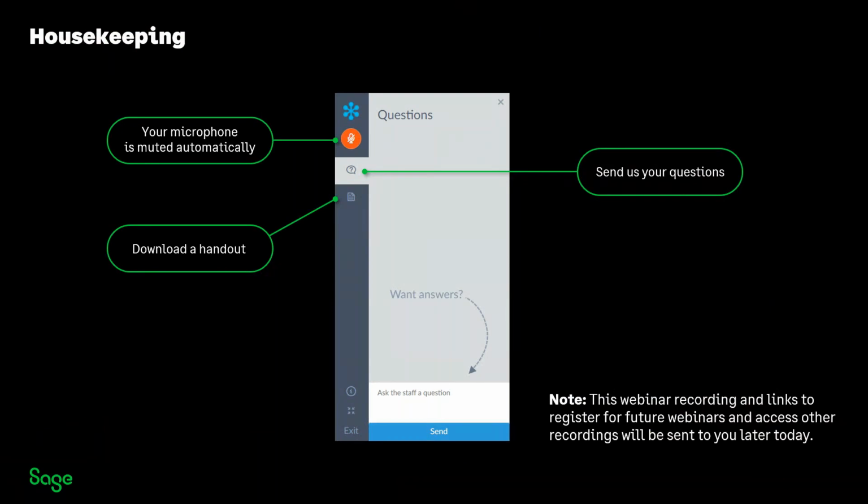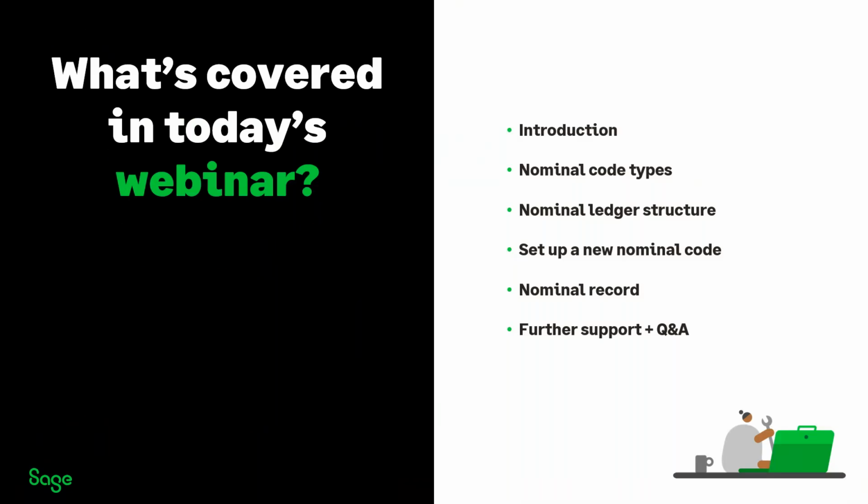Right, okay, so let's move on. I'll find the right slide for us, and we'll have a look at today's agenda. We're going to start with a little bit of background. We'll touch on nominal code types, the nominal ledger structure, and how you go about setting up a new nominal code, which, if you give a code the wrong number, can cause loads of issues that you might need to resolve by editing transactions or posting journals to move balances around because of reporting purposes. So it's a good idea, this session.